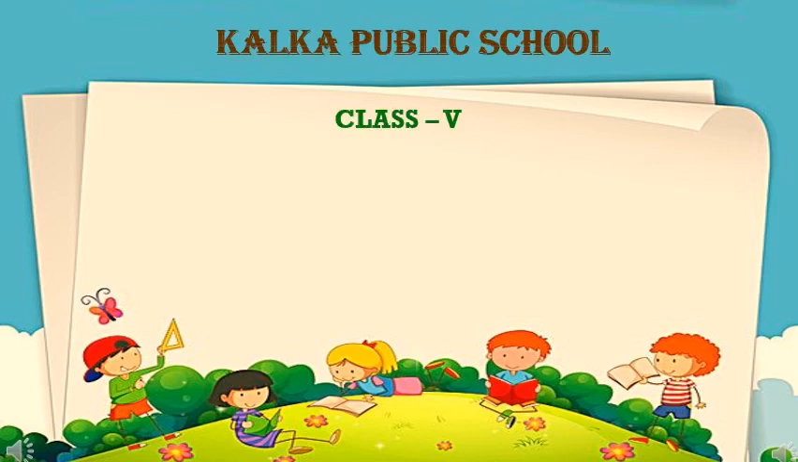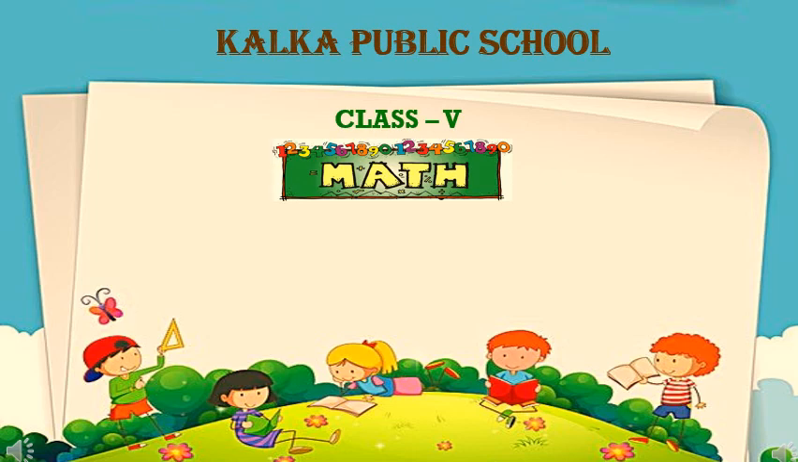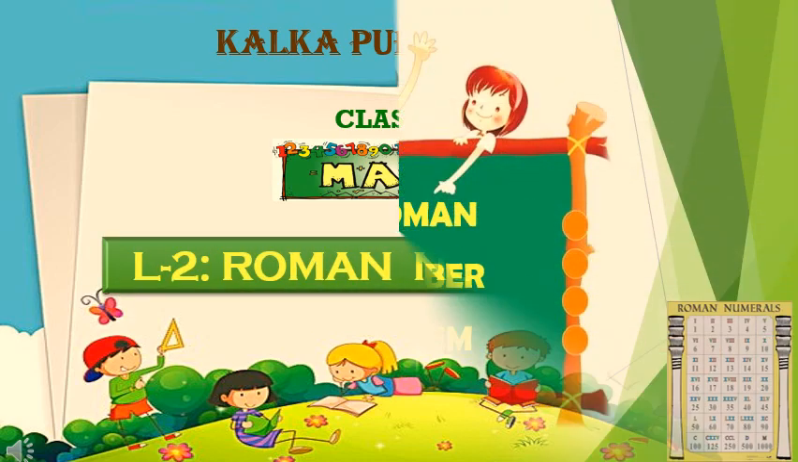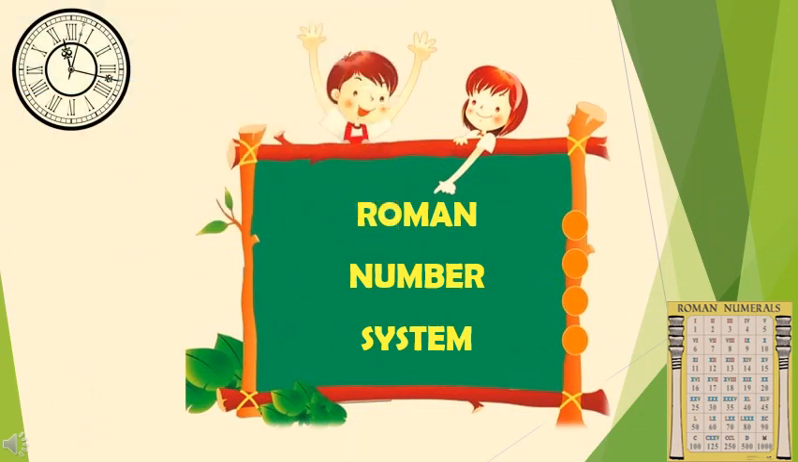Students, today we are going to study lesson 2, that is Roman numerals. Roman number system originated in ancient Rome, and it is a special method of showing the numbers using capital alphabets. Today, one place where they are most commonly seen is on clocks.